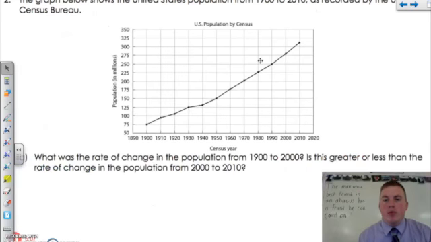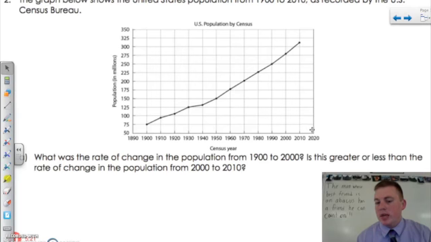Alright, so we're going to take a look at that graph that it gives you, and this shows the United States population from 1900 to 2010 as recorded by the United States Census Bureau. So we want to know what is the rate of change in the population from 1900 to 2000, and is this greater than or less than the rate of change in the population from 2000 to 2010? I'm going to figure out the first one with you guys from 1900 to 2000, and I'm going to leave it up to you guys to find from 2000 to 2010.